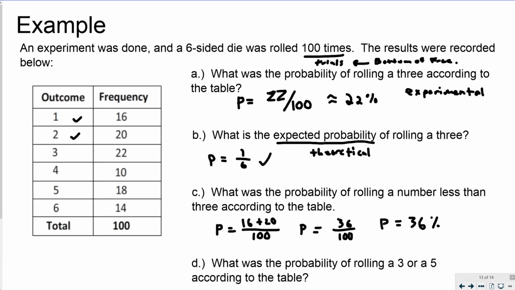And then, what was the probability of rolling a 3 or a 5 according to the table? In scenarios like this, you have a 3 and then you have a 5 here. So I've got a 22 plus an 18 over 100. That gives me a 40 over 100, or 40%.